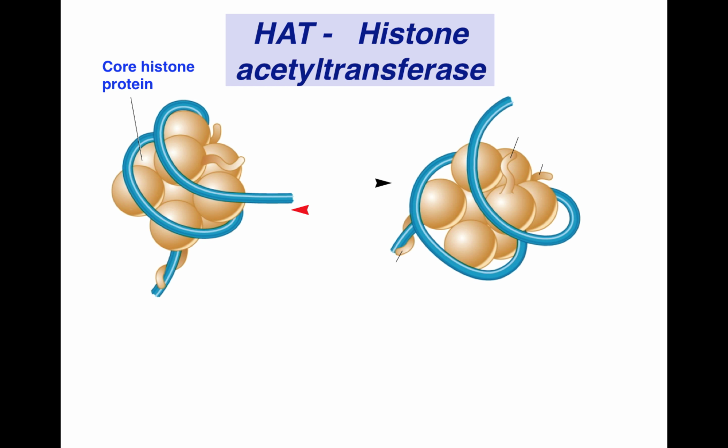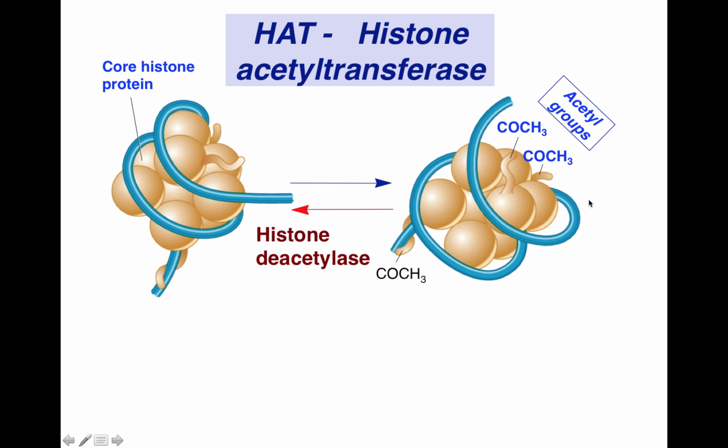One of the most common mechanisms for changing chromatin structure is to acetylate histones. Okay, so that's the one we're going to focus on the most. Histone acetyltransferase is the enzyme that puts acetyl groups onto the amino terminal tails of the histones protruding from the nucleosome. So histone acetyltransferase will put acetyl groups on the tails, and histone deacetylase will remove them.